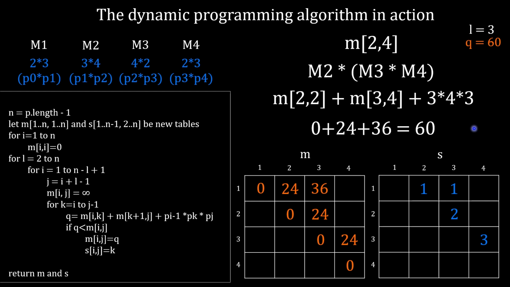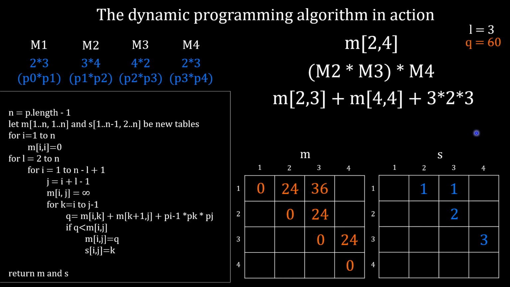So q is updated at 60 for this range. We can then try the other combination using the subproblems. We can see that we get 42. This means that 42 is now the minimum for this specific range, and we can add that to our table. We see in this scenario that the minimum number of multiplications was at a split just after matrix 3. So we add that to our S table.